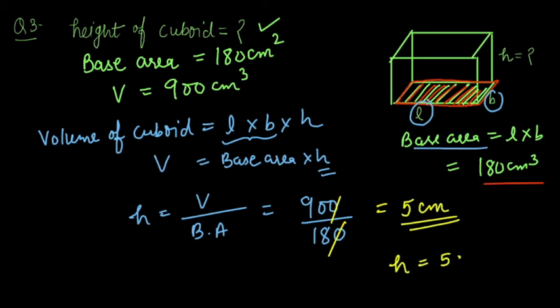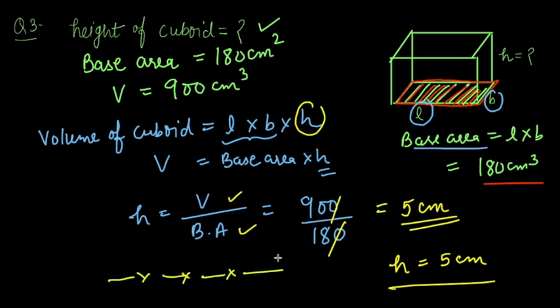Therefore the height of this cuboid is how much? 5 centimeters. So this was a direct question here, where the base area means length into breadth was given and volume was given, so we can easily calculate the height, which becomes volume upon base area. Place the value, 18 fives is 90, therefore height of the cuboid will be 5 centimeters. So this was question number 3 of this exercise 11.4.